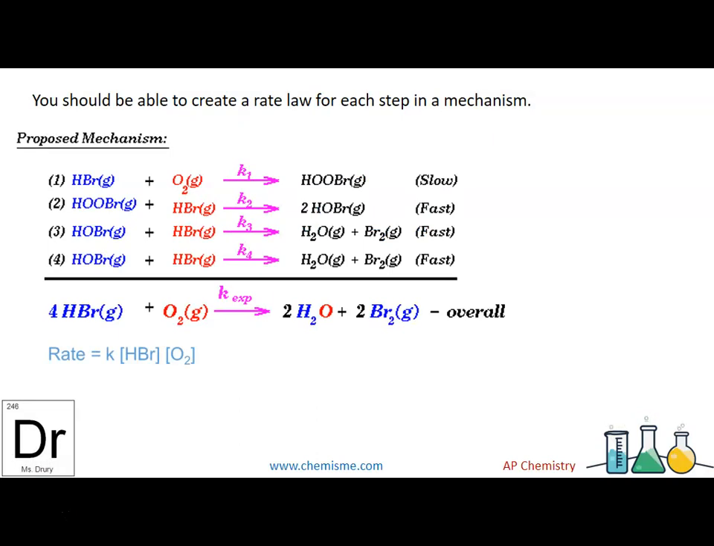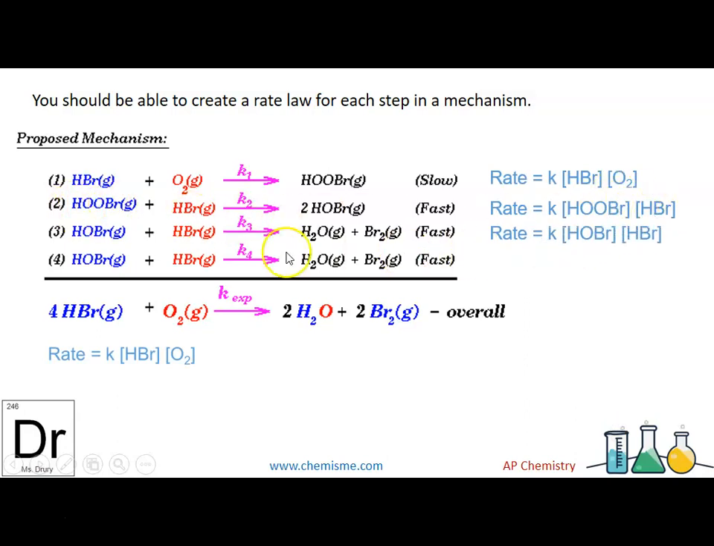You should also be able to create rate laws for each step in a mechanism. So if they say this is the mechanism, we would write a rate law for each one. For the first one, rate equals k, HBr, because there's one of those, O2, because there's one of those. For the next step, it would just be rate equals k, HOOBr, because there's one of those, and HBr, because there's one of those. For the next step, it would be rate equals k, HOBr times HBr, and the last step, rate equals k, HOBr times HBr. Notice that the overall reaction was a sum of all these 4 little reactions, and experimentally they found that the rate was equal to k HBr times O2. That means that, remember, for the elementary steps, the orders are determined by how many are there, and there was one of each, so they're all first orders.